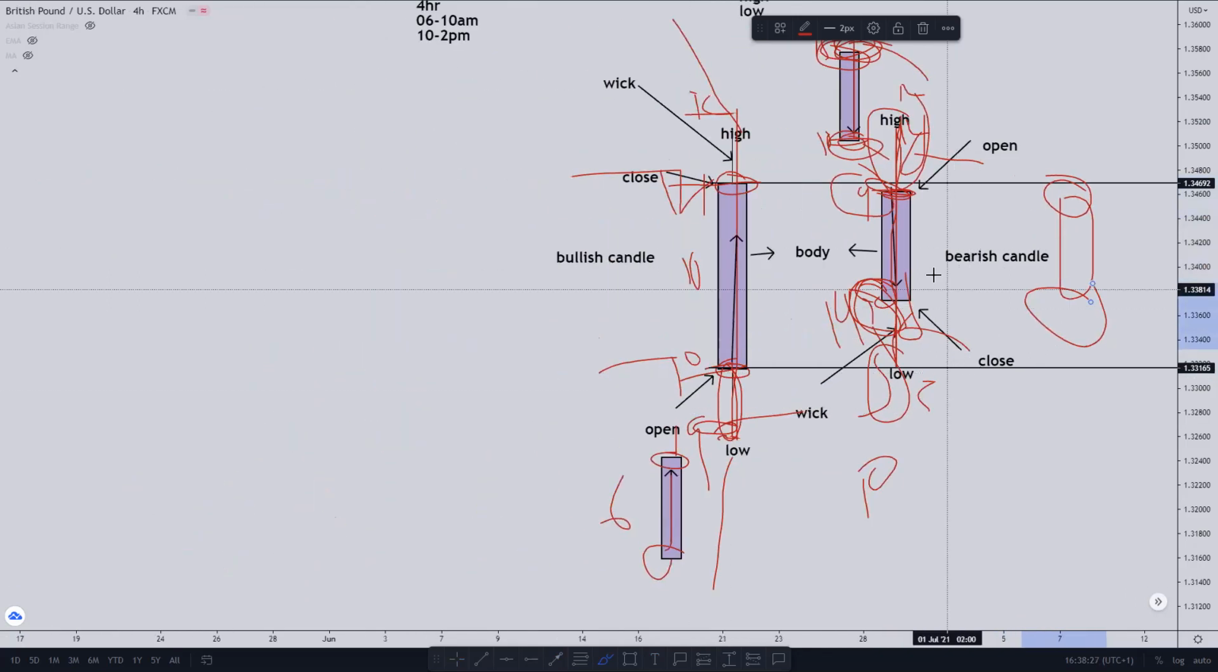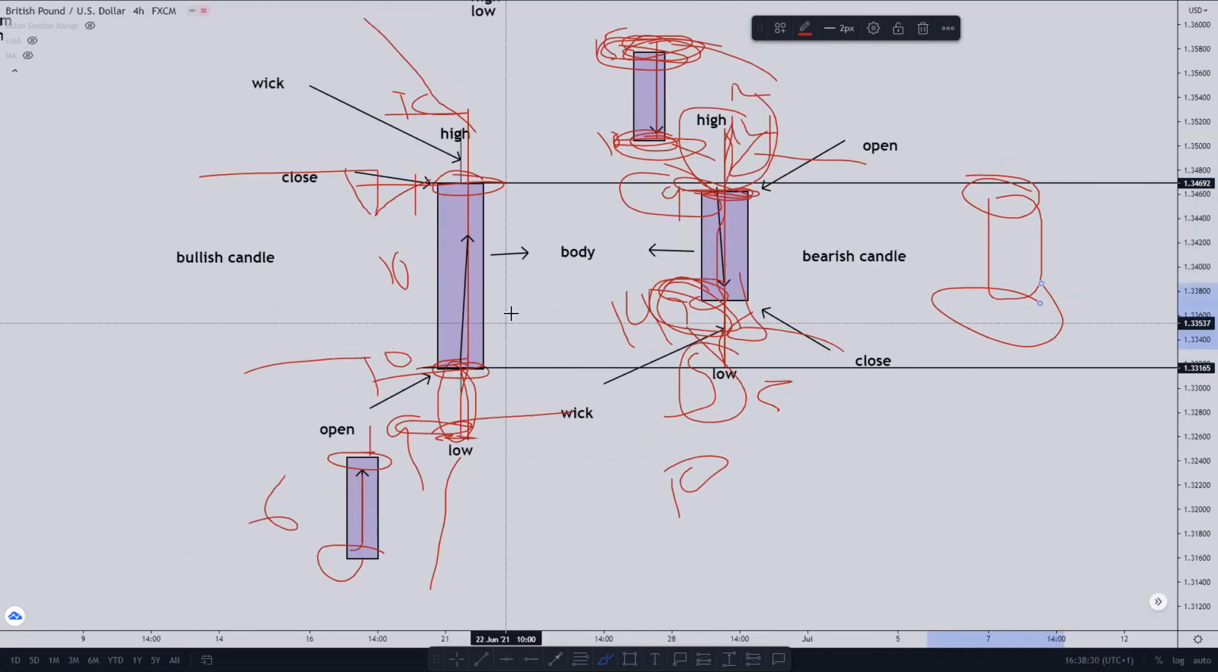So do you need a red and green candlestick? No.